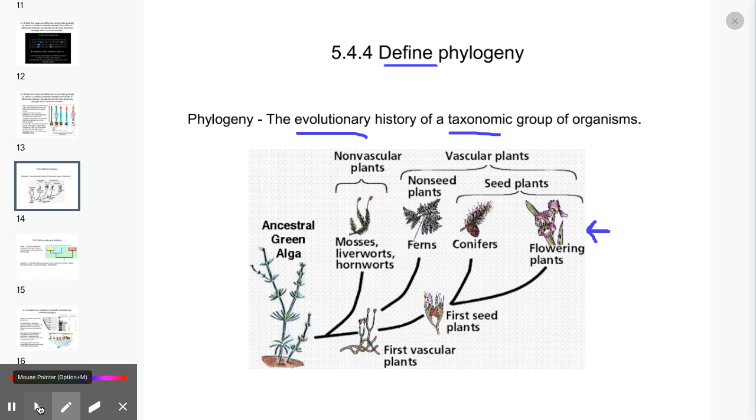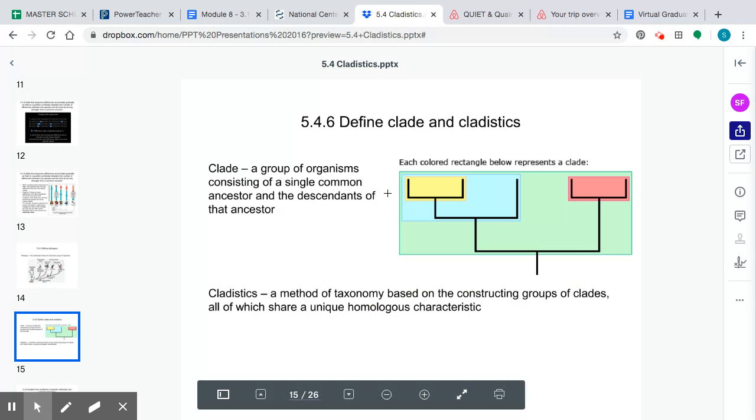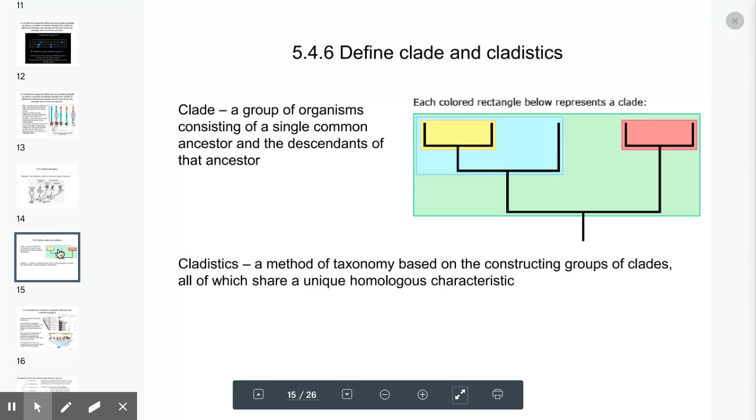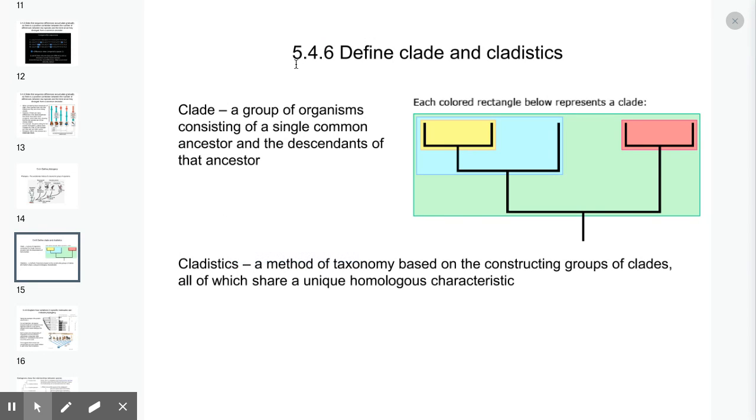Speaking of common ancestors, the next set of definitions, you may have noticed that it went out of order a little bit. I decided to group these two in the same only because we get the definitions out of the way. So we went from 5.44 to 5.46, and we need to define the word clade and cladistics.